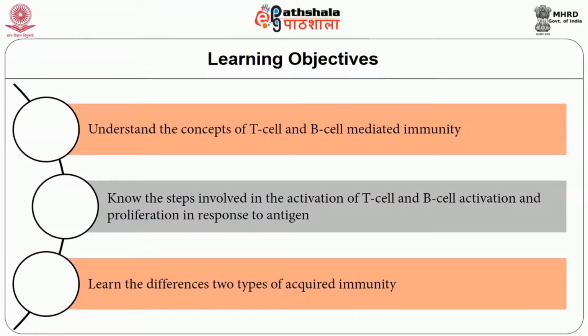We also learn the process of antigen presentation by antigen presenting cells and the role of different types of receptors in T and B cell. After completing this module, you will be able to understand the concepts of T cell and B cell mediated immunity. Also, you will know the steps involved in the activation of T cell and B cell and proliferation in response to antigen. You also learn the difference between two types of immunity, namely cell and humoral mediated immunity.